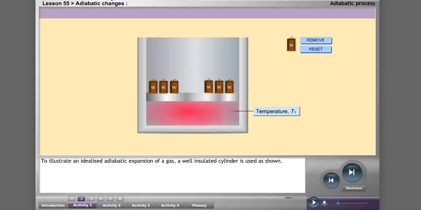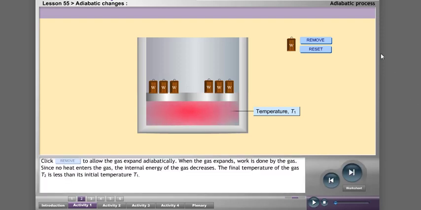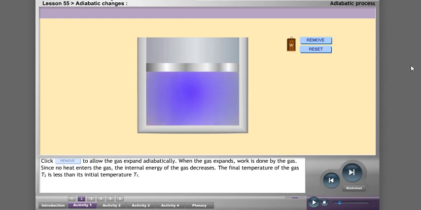To illustrate an idealized adiabatic expansion of a gas, a well-insulated cylinder is used as shown. Click Remove to allow the gas to expand adiabatically. When the gas expands, work is done by the gas. Since no heat enters the gas, the internal energy of the gas decreases. The final temperature of the gas T2 is less than its initial temperature T1.